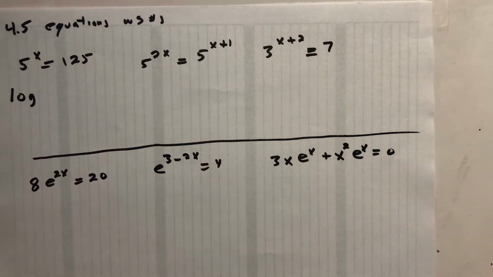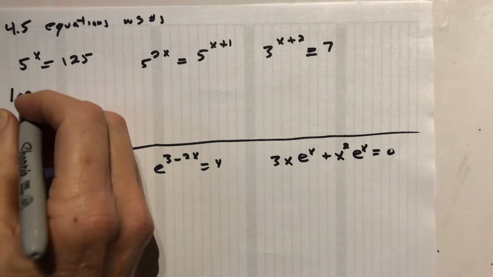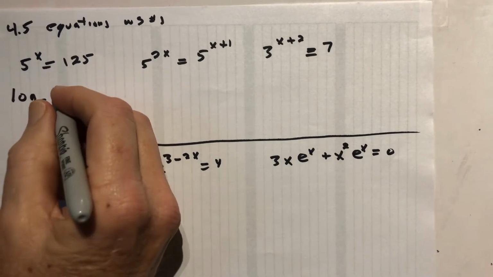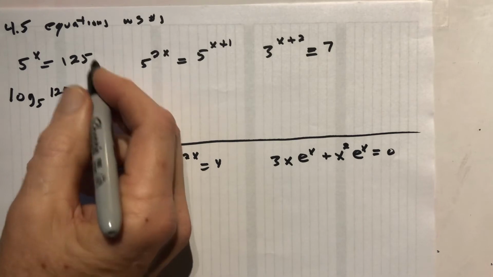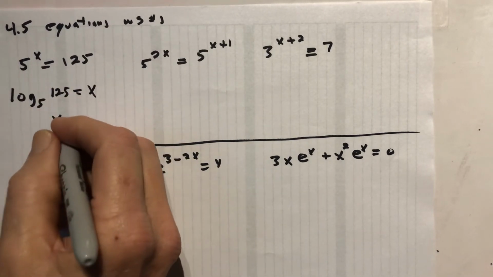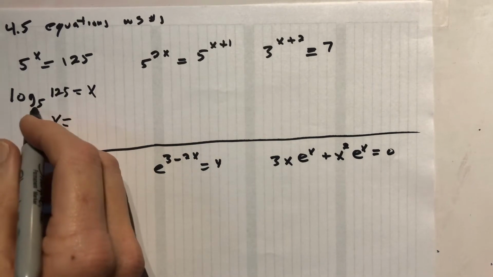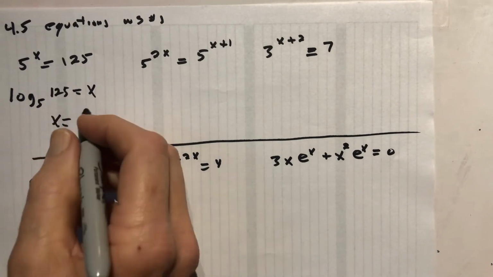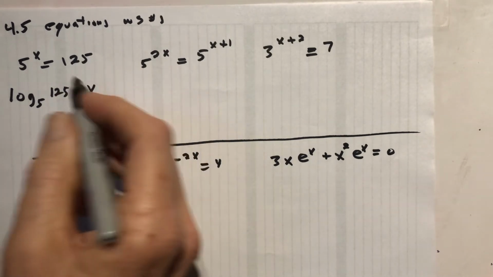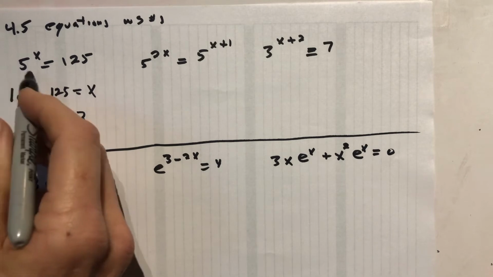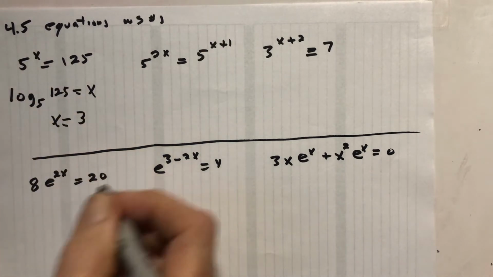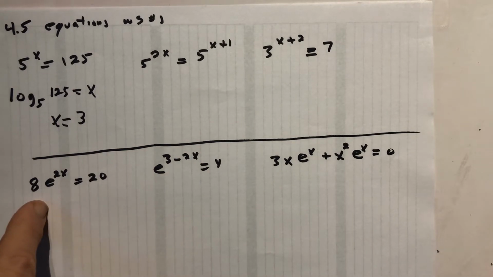And our base would be whatever has the exponent, so the base would be 5. Of, go over the equal sign. Equals, come back over the equal sign. x. Do this on your calculator. Log, put 5 in the little box, 125 in the big box, and you'll get 3. Now, the reason we can do this is because there's nothing in front or behind the 5 except for the exponent. If there's something here or here, you can't switch it. And we'll get to one like that down here in a minute.